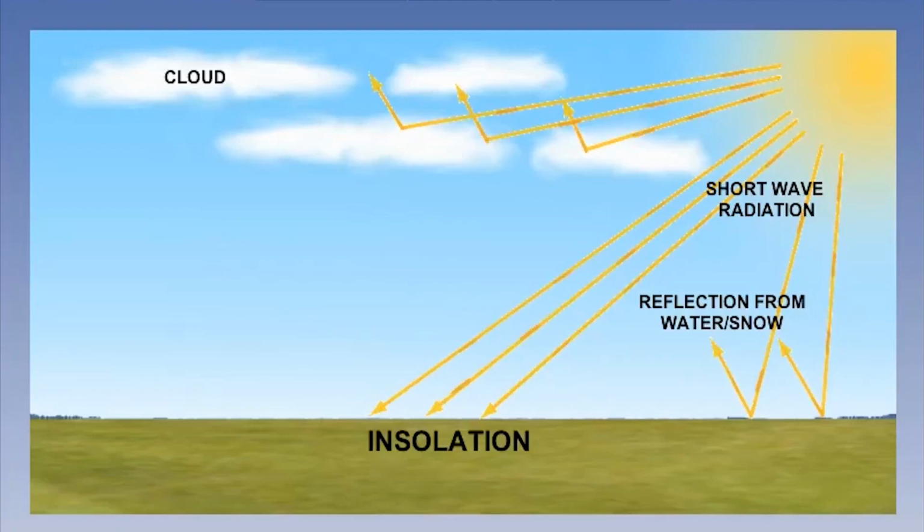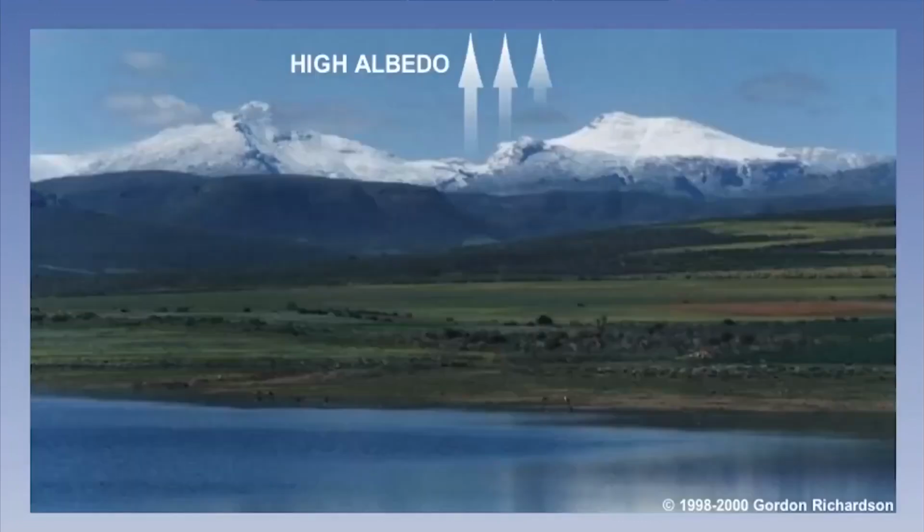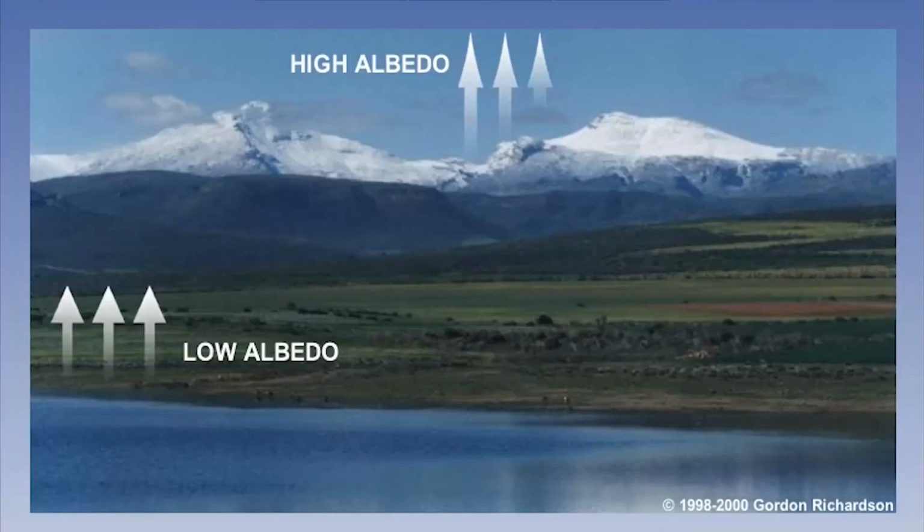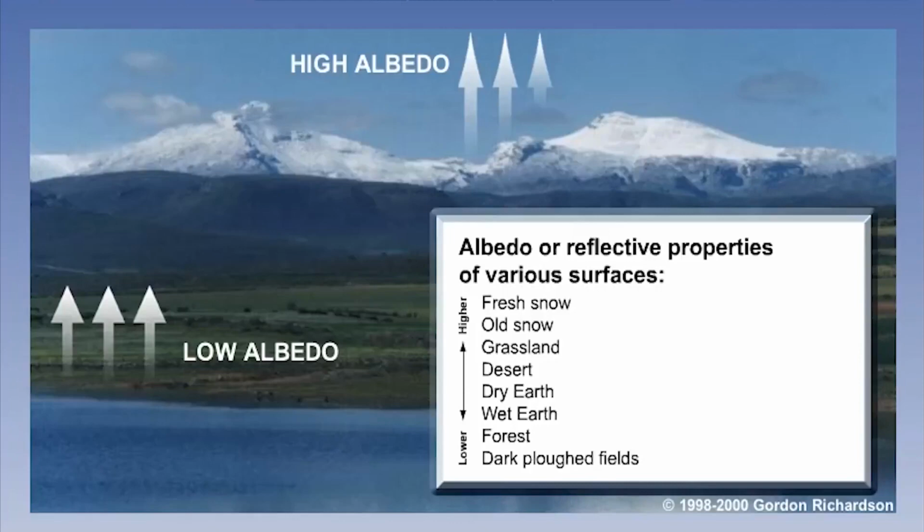Looking at the right-hand side of the diagram, we can see that some of the radiation is reflected and not absorbed by the Earth. If the surface has a high reflective factor, or albedo, such as snow or ice, a large part of the energy is reflected back up through the atmosphere. The darker the surface, the more of the sun's energy the surface absorbs, and is said to have a low albedo. Here we see different surfaces in order of reflectivity, highest at the top, lowest at the bottom.